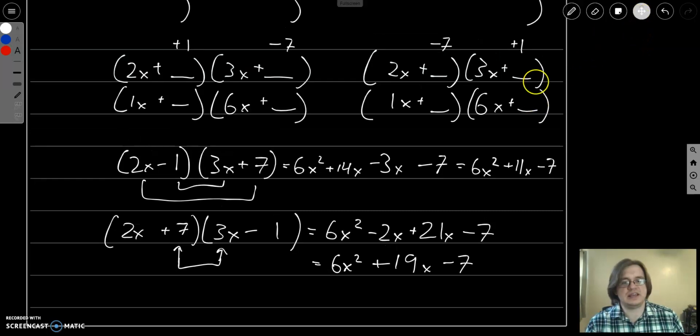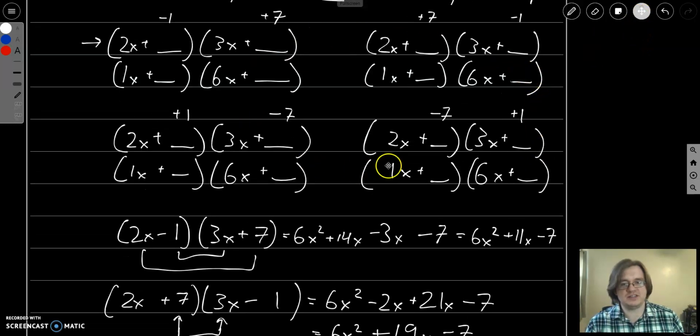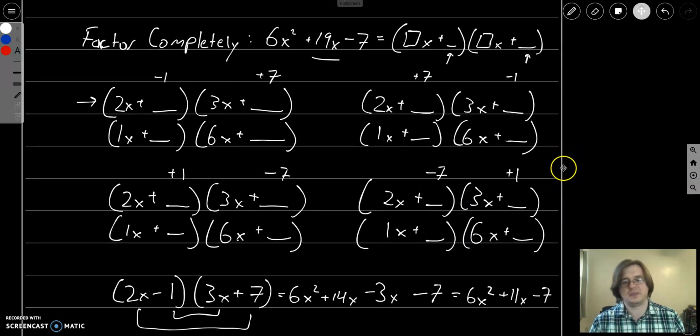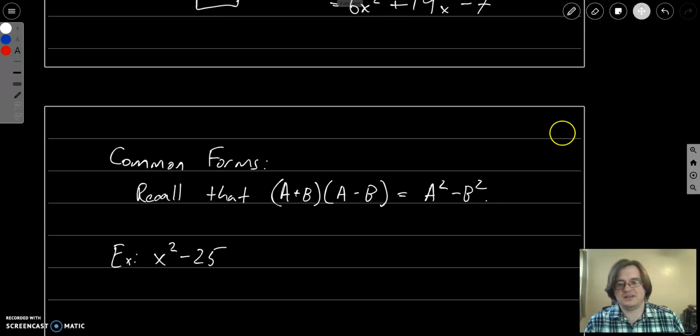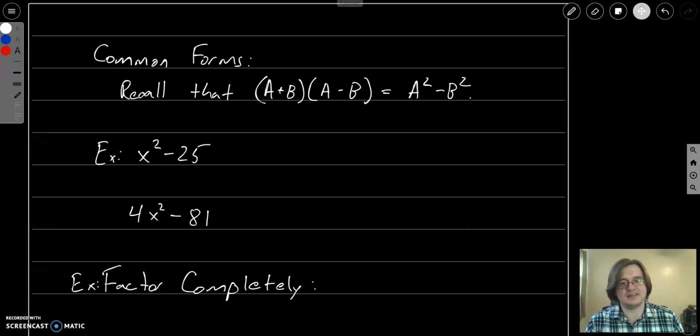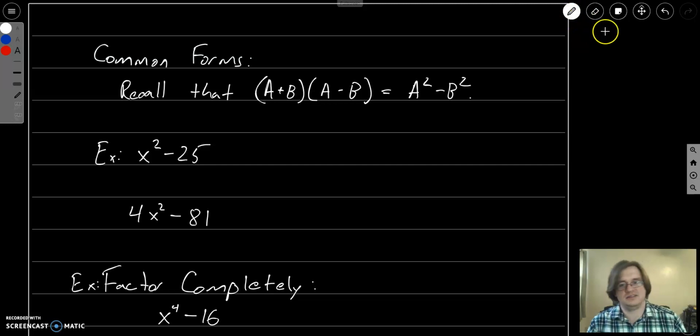So this is quite a bit of work. It's a little bit of guess and check, but you can use some intuition to try to make things come out. Now, there are some common forms, and these will make factoring a lot nicer. So remember that when we took the product of these two conjugates, we just got a squared minus b squared. So again, a plus b times a minus b. The outer and inner terms cancel, so you're left with something that looks like this. This will make things a lot simpler.